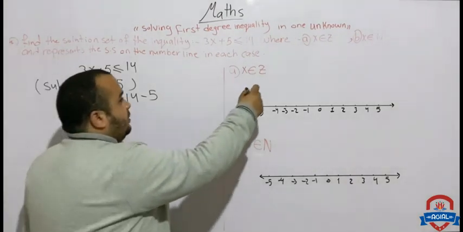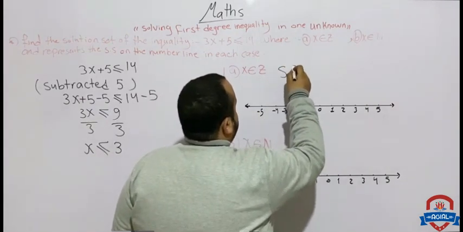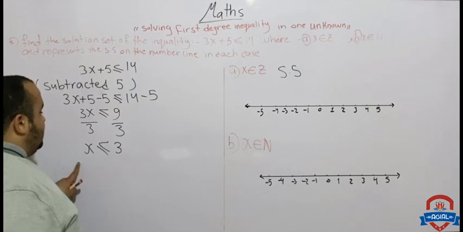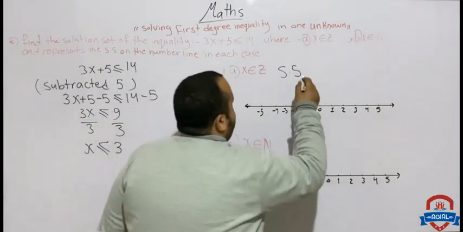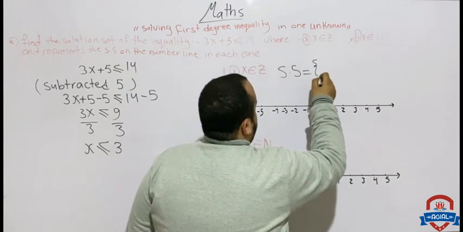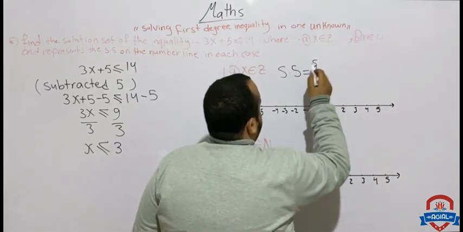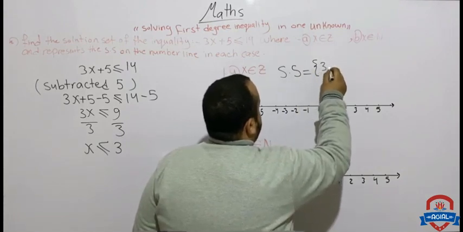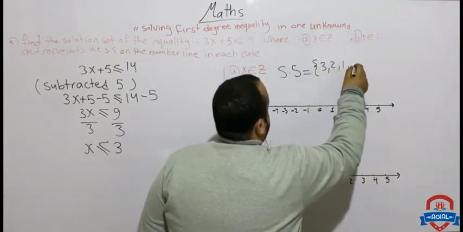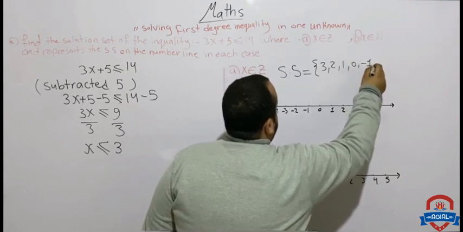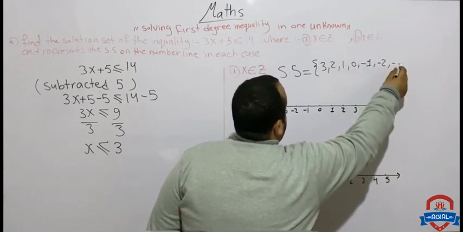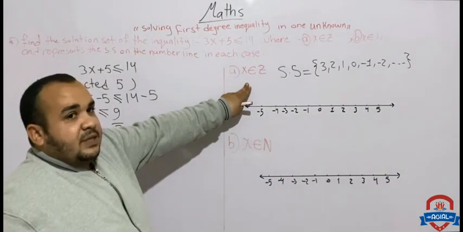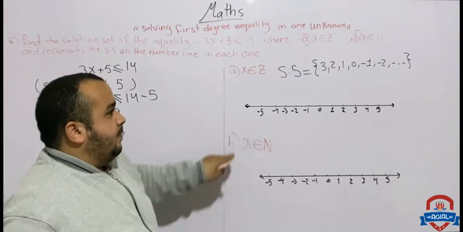In the set of integer numbers, the solution set of this inequality equals 3 and all the numbers less than 3. So the solution set of this inequality equals the set of 3, 2, 1, 0, -1, -2, and so on. And now we need to represent this solution set on the number line.